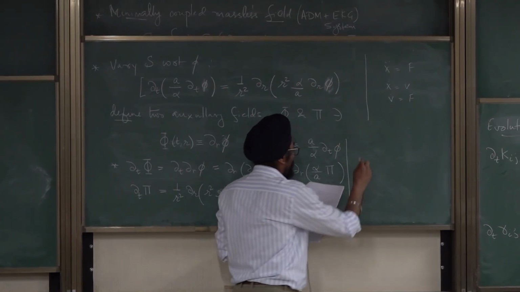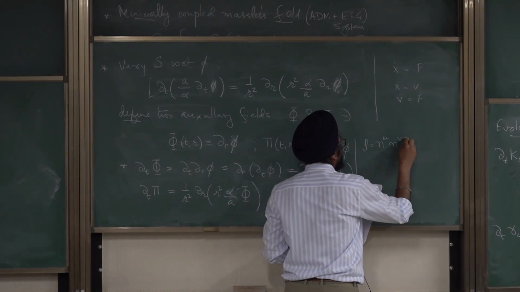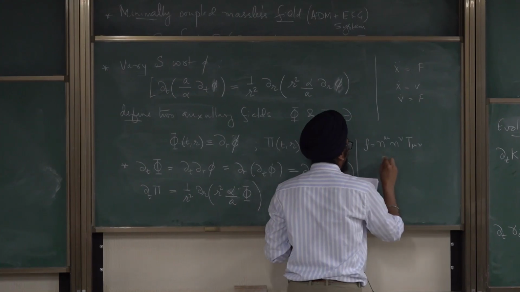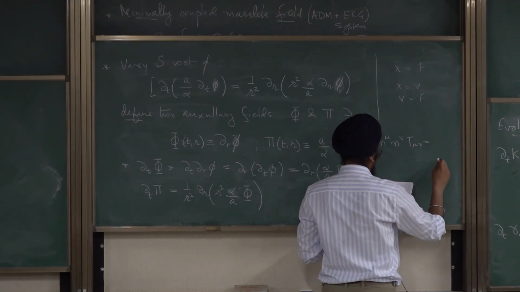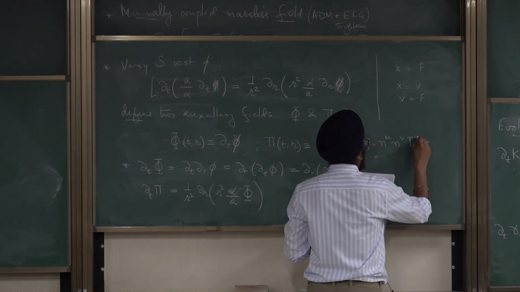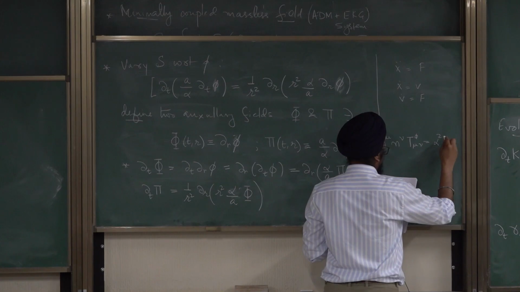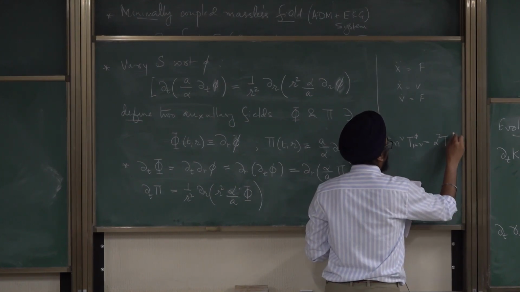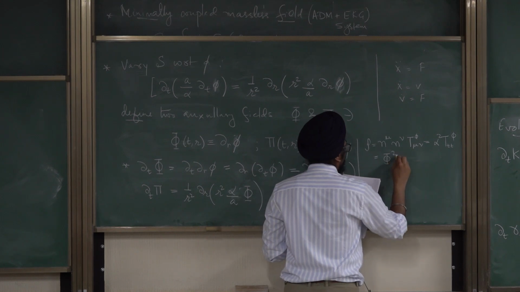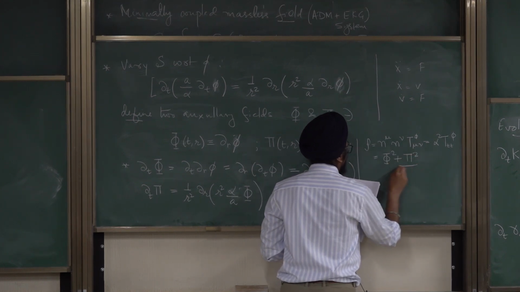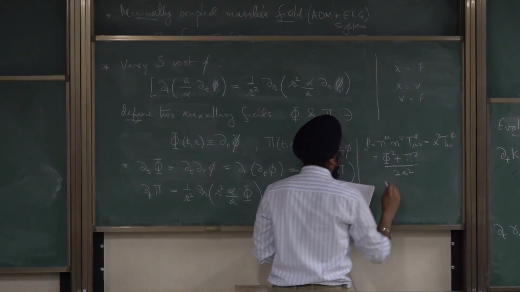rho, which was n mu n nu T mu nu, the energy density, is simply given by T of phi, which is alpha square T T of phi. This is only the time component. So this is phi square plus pi square by 2a square. Okay.